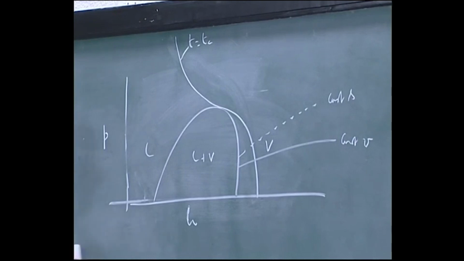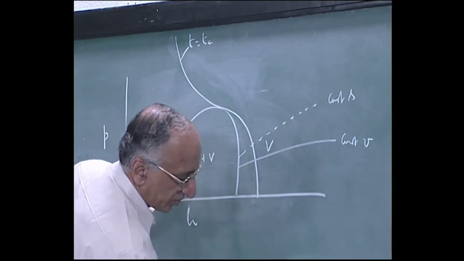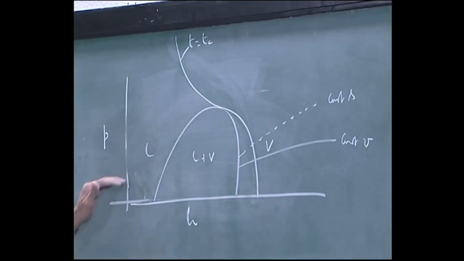So you get these lines, isentropic lines, and you got isothermals, isentropics and isochores, and then you got the isobars which are horizontal and the isenthalpic lines which are vertical. You have essentially all the information you need.